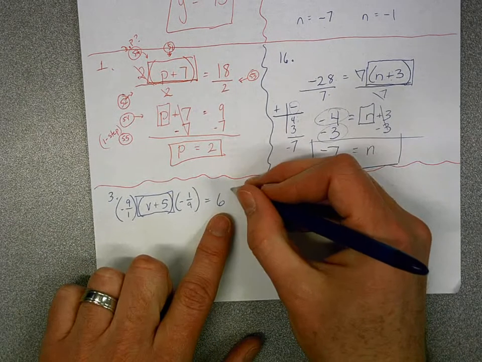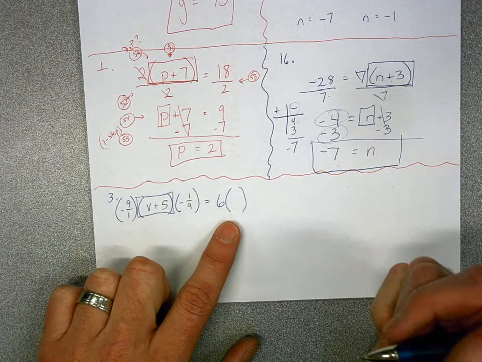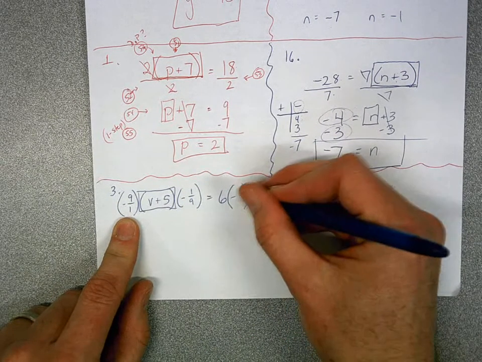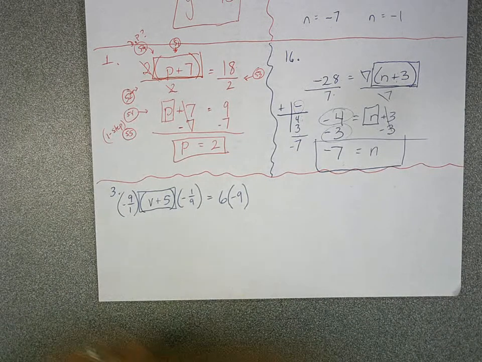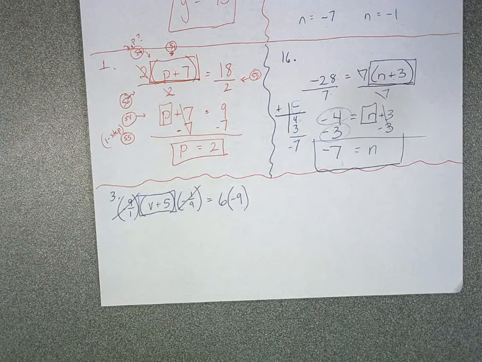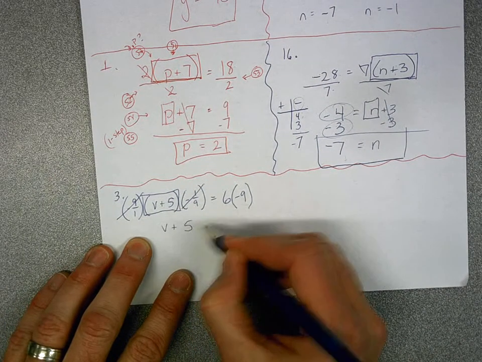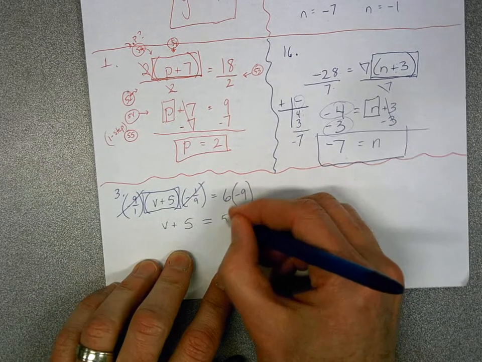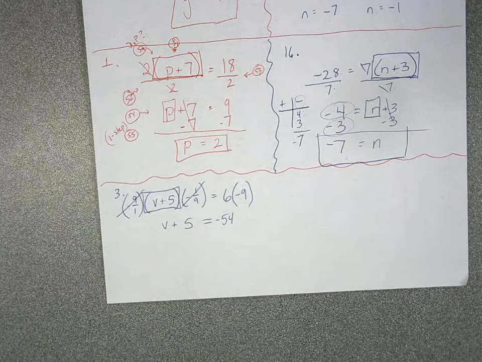Now listen, I'm going to be thinking ahead here. I could put negative 9 over 1 if I want, but ladies and gentlemen, that is negative 9. I'll just put negative 9 down here. So where I did this here, those cancel each other out. On the left side, it's v plus 5 equals, and then on the right side, 6 times 9 is 54. Positive times a negative is a negative. And now we have a one-step equation.